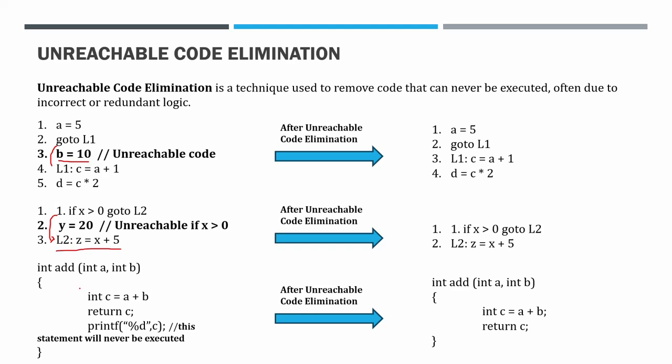Just remove that. So when you take this particular function here, in the function we have c equal to a plus b. After that what we have done? Return c. Return c means we know that whenever inside a function there is a return statement, that is the end of your function. Then what is the use of printing c value here? Definitely when I give return c, it will return back to the calling area or the caller function, right? So then this printf is not needed or it will never be executed. So we can eliminate this, right? So this is what we call unreachable code elimination.